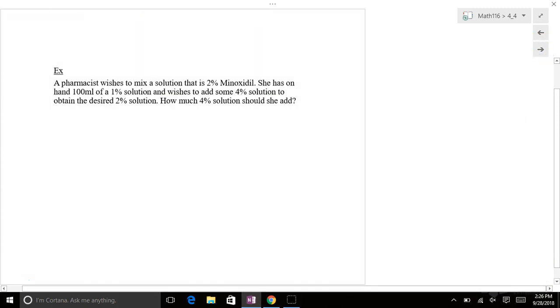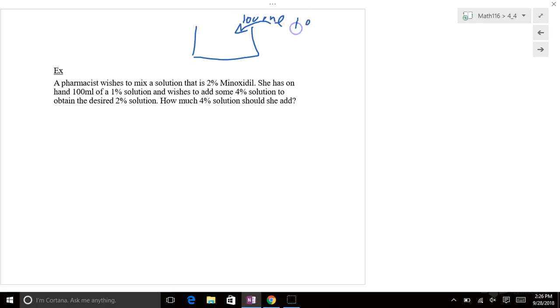All right, so let's do the next one here. We've got a pharmacist who wishes to make a solution that is 2% minoxidil. She has on hand 100 milliliters of a 1% solution, right? So you get this solution and she wishes to add some 4% solution, to make sure that this is 2%. So she's throwing in 100 milliliters of this 1%, and then we don't know how much, so X milliliters of this more potent 4% to make sure that overall it's a 2% solution.